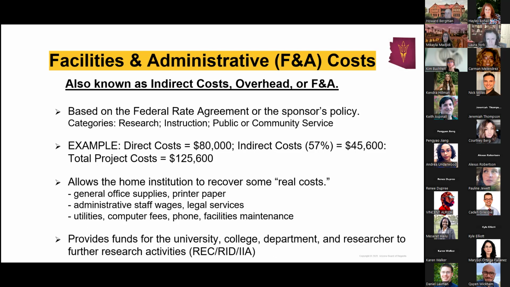The last thing I'm going to touch on is that the rates can be different. For this example, I used 57%, which is our federally negotiated rate. That's for a research project. They can be different. They can be as high as 67.7% for a corporate or industrial opportunity. So again, 57% is our research rate.